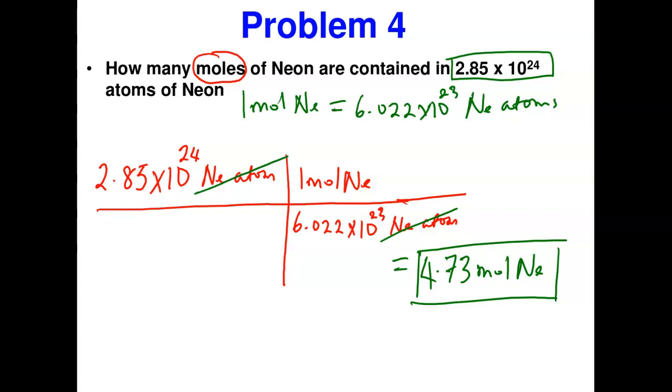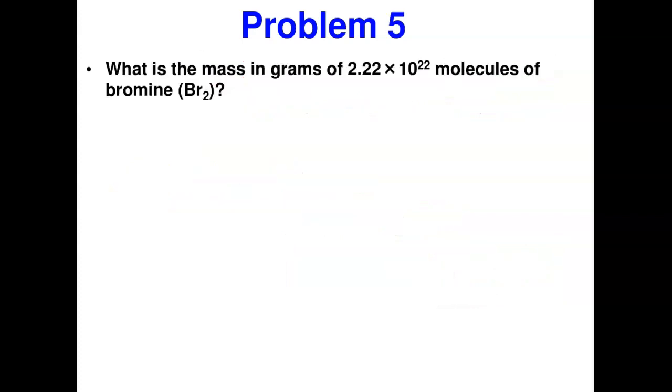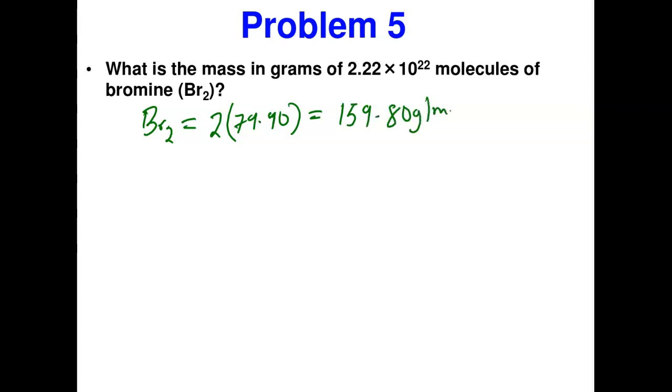So we go to the next problem. It says, what is the mass in grams of 2.22 times 10 to the power 22 moles of bromine? Again, a pure bromine atom exists as a diatomic molecule, Br2. So we're going to calculate the molar mass of that guy, remember. Since we are looking for the mass, we're going to calculate the molar mass. So there are 2 atoms of bromine, and 1 atom of bromine will weigh 79.90. And when you multiply that, this is going to give us 159.80 grams per mole of bromine.